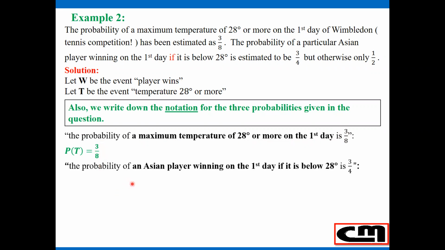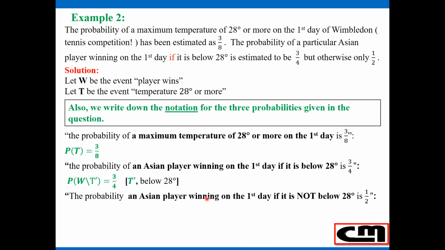Then the probability of an Asian player winning on the first day, if it is below 28 degrees, is 3/4. Below. The T is representing temperature 28 degrees or more. Below means the opposite of that. So as such, we are saying the Asian player winning W, given that the temperature is below, that is T prime, is 3/4. The T prime is simply representing temperature below 28 degrees. The T is representing temperature 28 degrees or more.